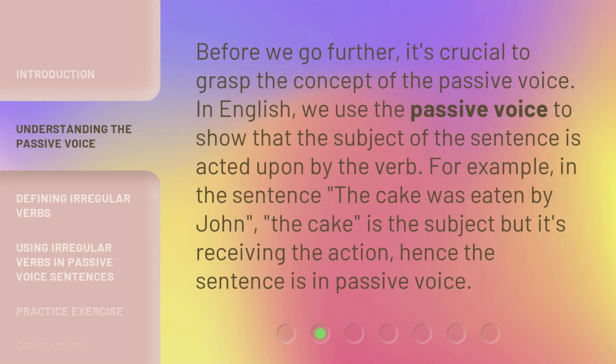Before we go further, it's crucial to grasp the concept of the passive voice. In English, we use the passive voice to show that the subject of the sentence is acted upon by the verb. For example, in the sentence, "The cake was eaten by John," the cake is the subject but it's receiving the action. Hence the sentence is in passive voice.